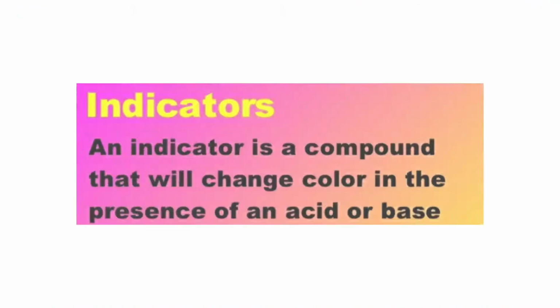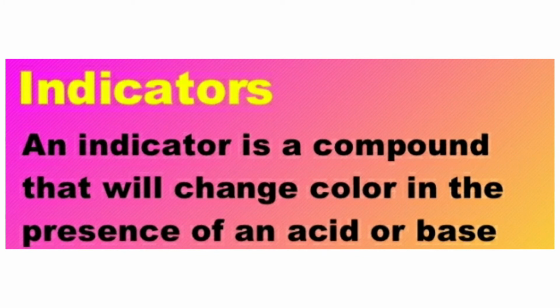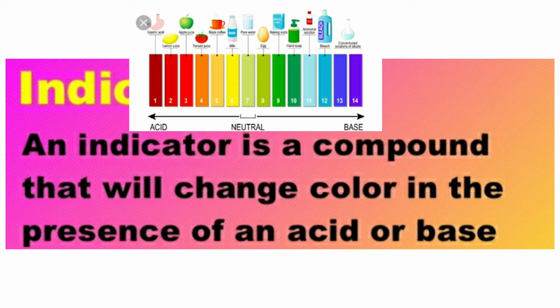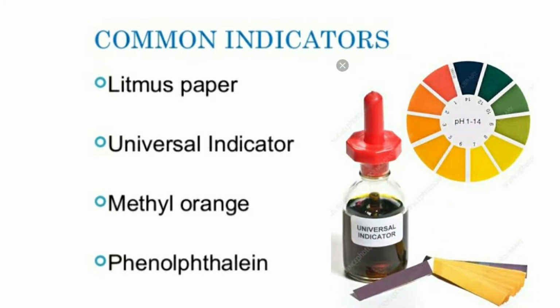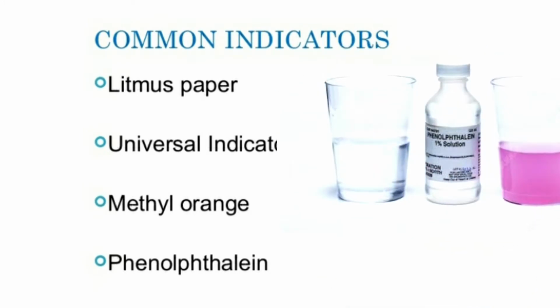So what are indicators? An indicator is a compound that will change color in the presence of an acid or a base. So what is an indicator, children? An indicator is a compound that will change color in the presence of an acid or a base. Some common indicators are litmus paper, universal indicator, methyl orange and phenolphthalein.